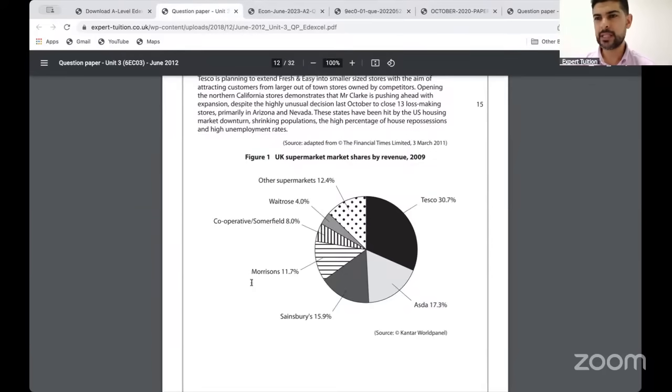Is monopsony power likely to be high or low here? Well, obviously it's going to be high because if you're a seller, if you're a supplier, you have practically no choice but to sell most of your output to either Tesco, Asda, or Sainsbury's. So therefore, they can dictate prices to you very easily. That is our first indicator that monopsony power is clearly high.